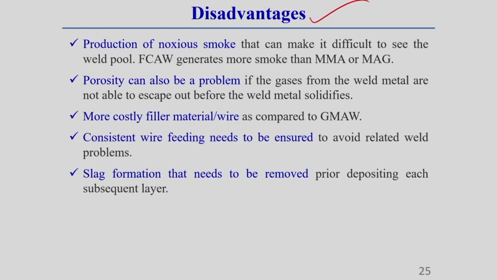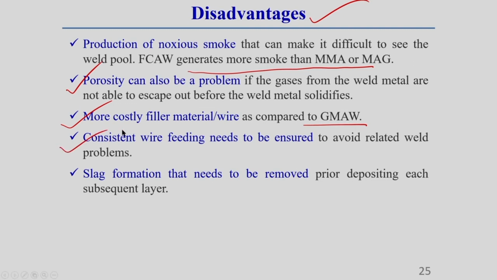These are the disadvantages of this welding process. It produces generally toxic smoke, which can make it difficult to see the weld pool. Flux core arc welding generates more smoke than SMAW or MAG welding. There is a chance of porosity, because if the gas formed from the burning of the flux or core ingredient is not able to escape properly, porosity can form. The filler material is also more costly compared to the GMAW process.